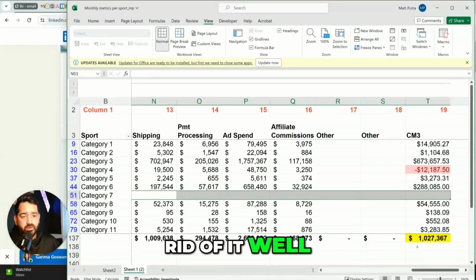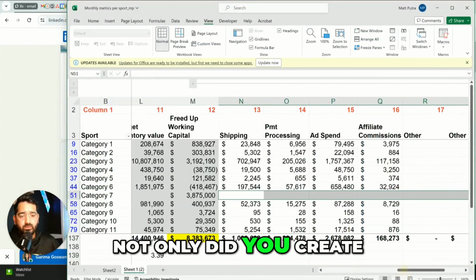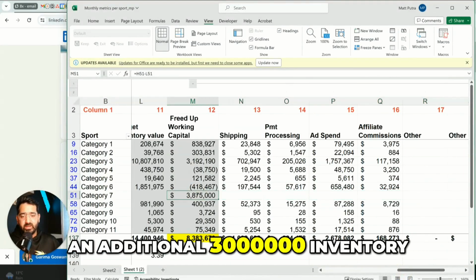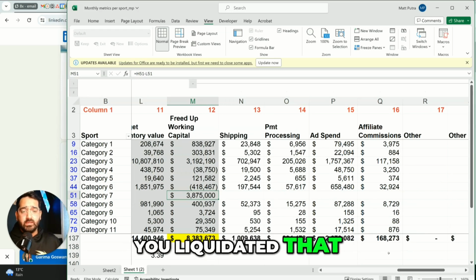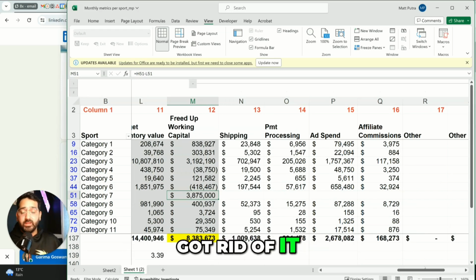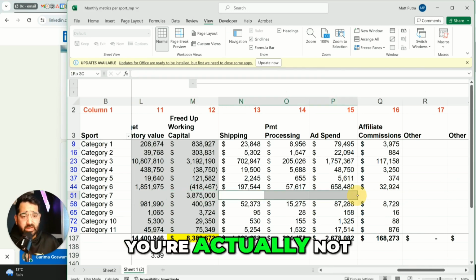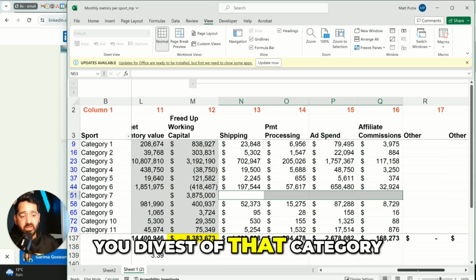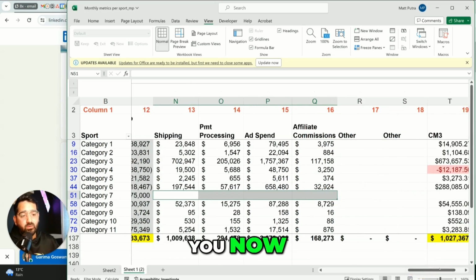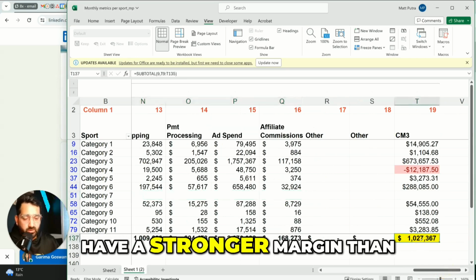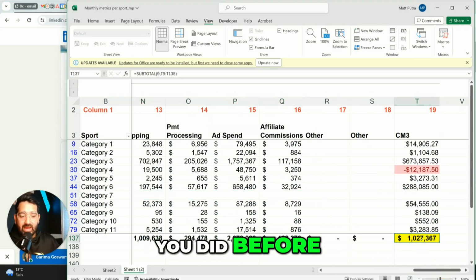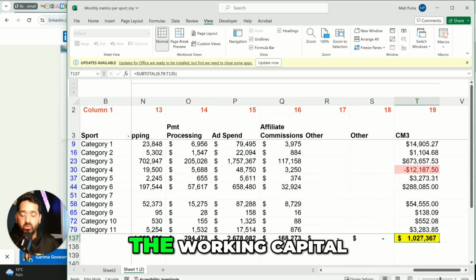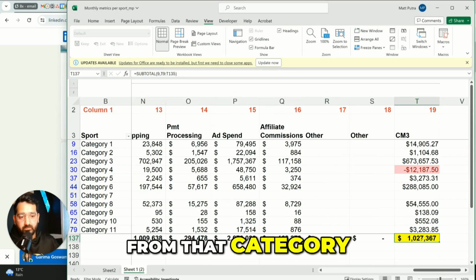Boom. Not only did you create an additional $3 million in inventory because you liquidated that, you got rid of it. I don't care how. This assumes you just got rid of it, right? Or maybe you got rid of it at cost. Let's just say, in fact, you're actually not getting rid of it at cost even before this. So let's assume you divest of that category. You now, on a go-forward basis, have a stronger margin than you did before, and you've recouped the working capital from that category.